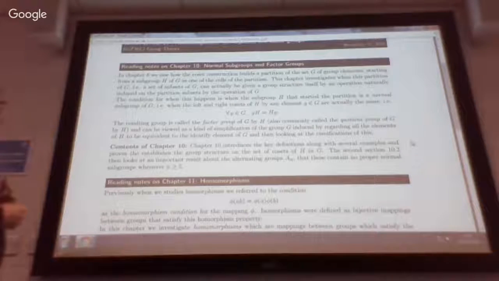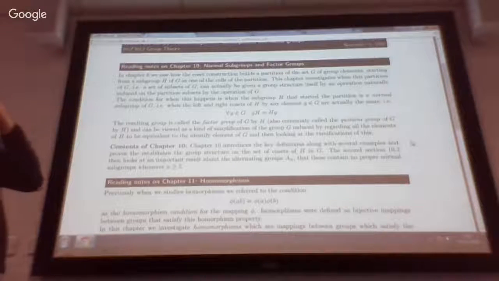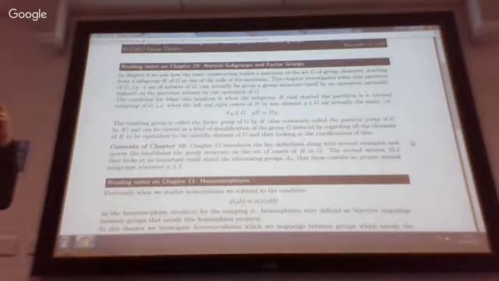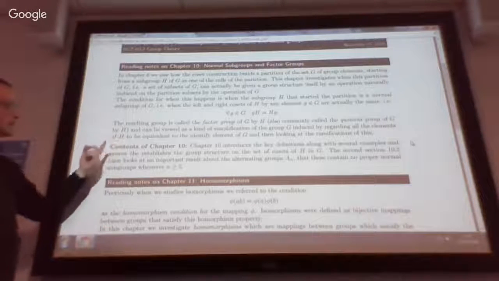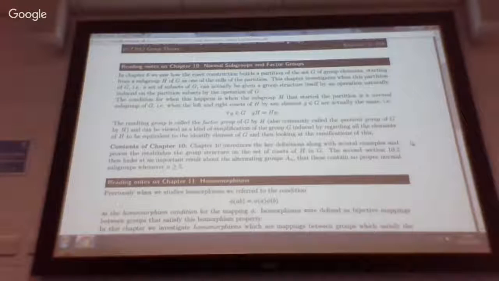In a way, what the factor group is doing is looking at the original group G and showing you what happens when you regard all the elements of H to be equivalent to the identity element. You regard all the elements of H as being somehow null, or equivalent to the identity element, and then look at the ramifications of that. What are the consequences of that? Okay, so that's an overview of the whole thing. We're going to work through it now in careful detail and look at some examples.